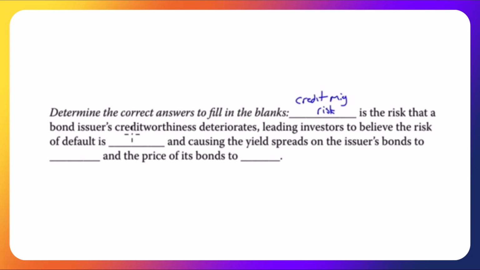is the risk that a bond issuer's creditworthiness deteriorates, leading investors to believe that the risk of default is increasing or the risk of default is higher, and causing the yield spreads on the bond issuers to increase, or you can say widen, and the price of the bonds to decrease, or you can say drop.